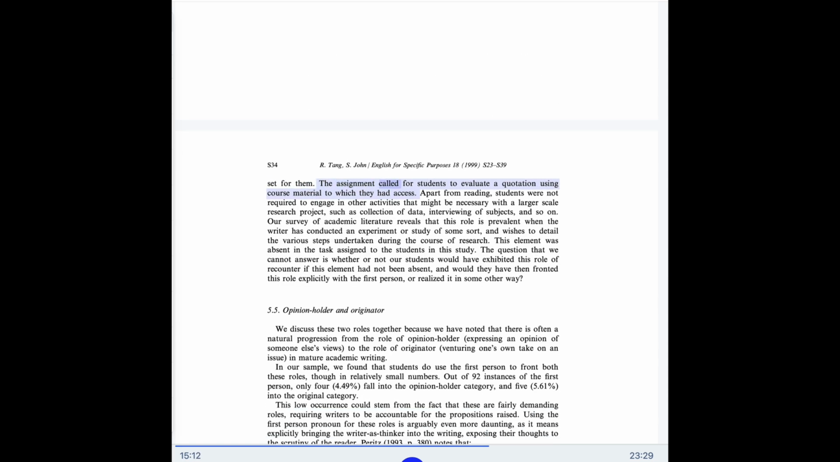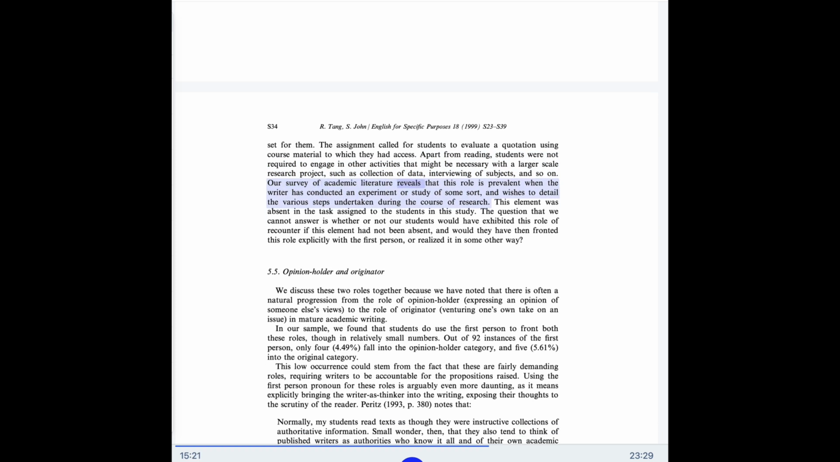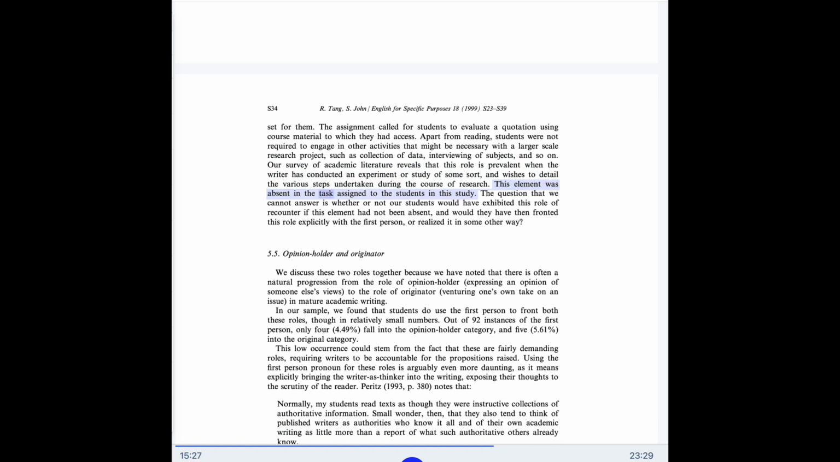set for them. The assignment called for students to evaluate a quotation using course material to which they had access. Apart from reading, students were not required to engage in other activities that might be necessary with a larger scale research project, such as collection of data, interviewing of subjects, and so on. Our survey of academic literature reveals that this role is prevalent when the writer has conducted an experiment or study of some sort and wishes to detail the various steps undertaken during the course of research. This element was absent in the task assigned to the students in this study.